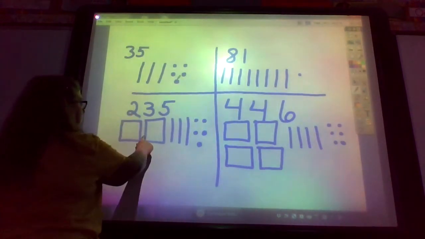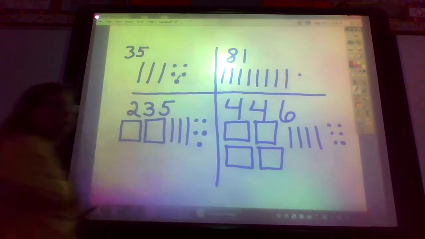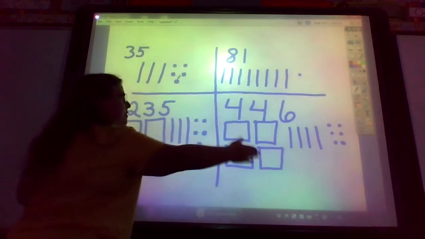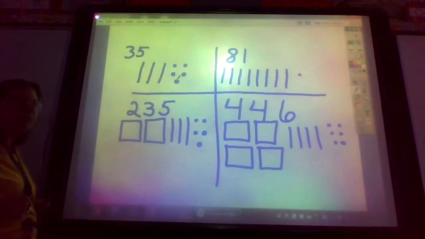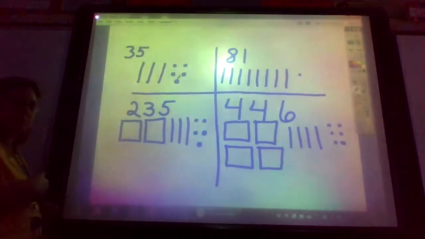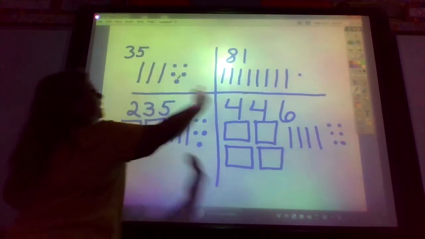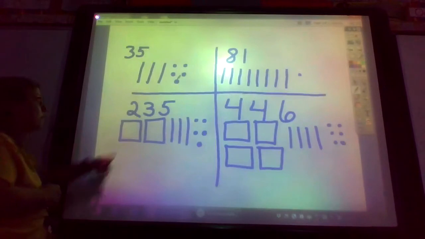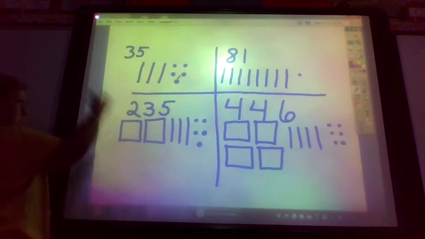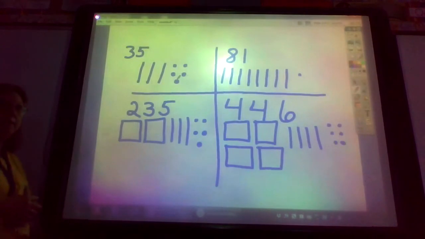200, 30, 5. I start from the left and read to the right. When I read a math number, I start from the left and I read to the right. When I write a math number, I start from the left and go to the right. When I quick draw a math number, I start at the left and go to the right. Just like we're reading a book, from left to right.